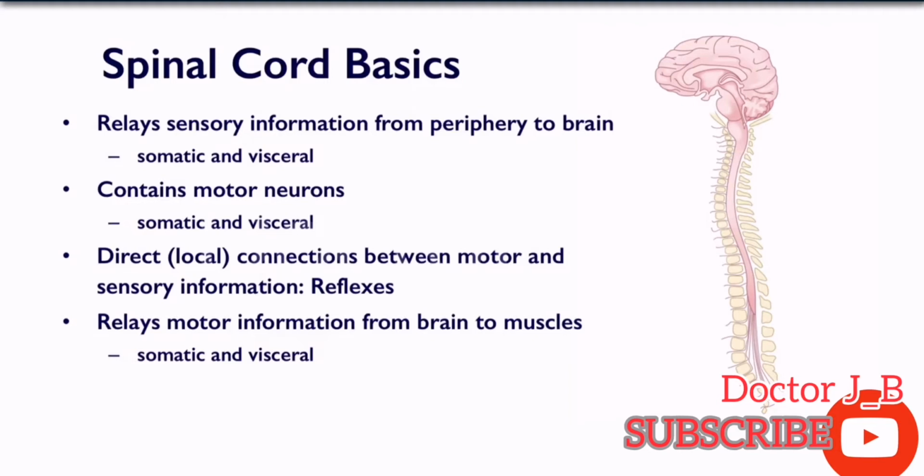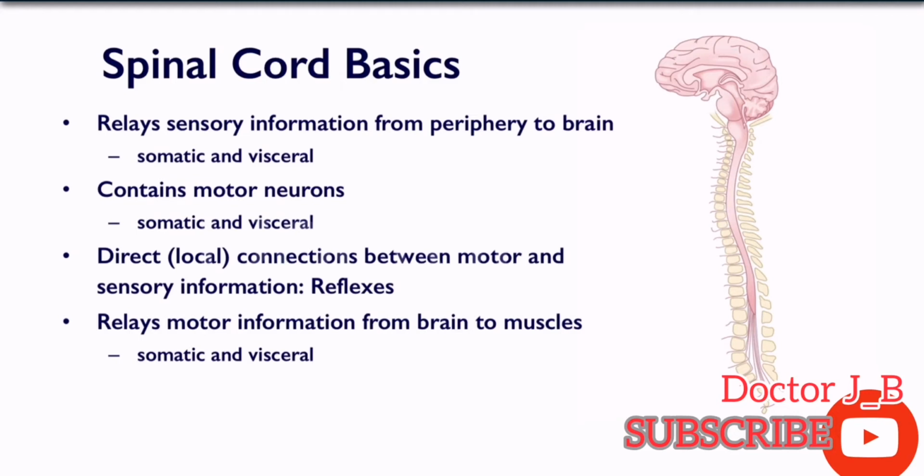So the basic stuff about the spinal cord that is really important to know is that the spinal cord relays sensory information from the periphery, that means your surface, to your brain. And that is both somatic sensory information and visceral information, so your surface and your internal organs. The spinal cord contains motor neurons, and those motor neurons then project out to your muscles, and that means your somatic muscles, your skeletal muscles that move you around, as well as the visceral or smooth muscle of your organs.